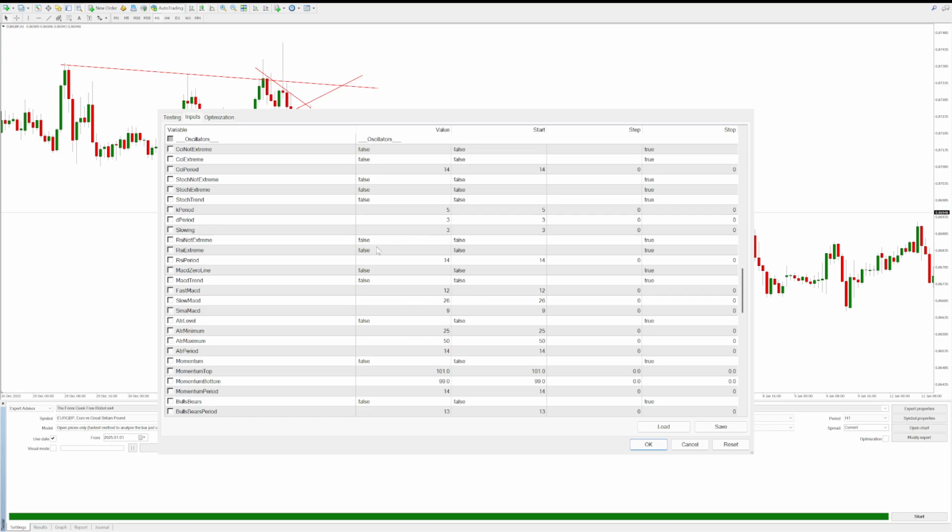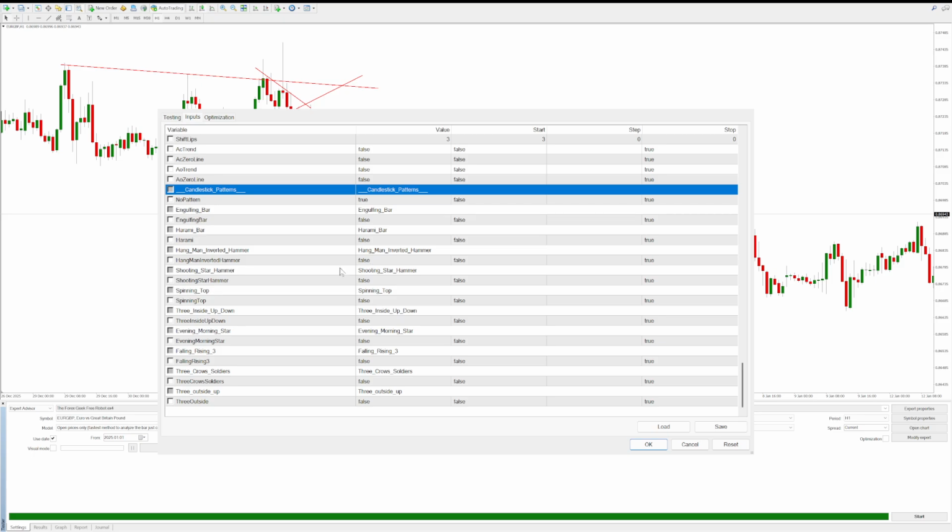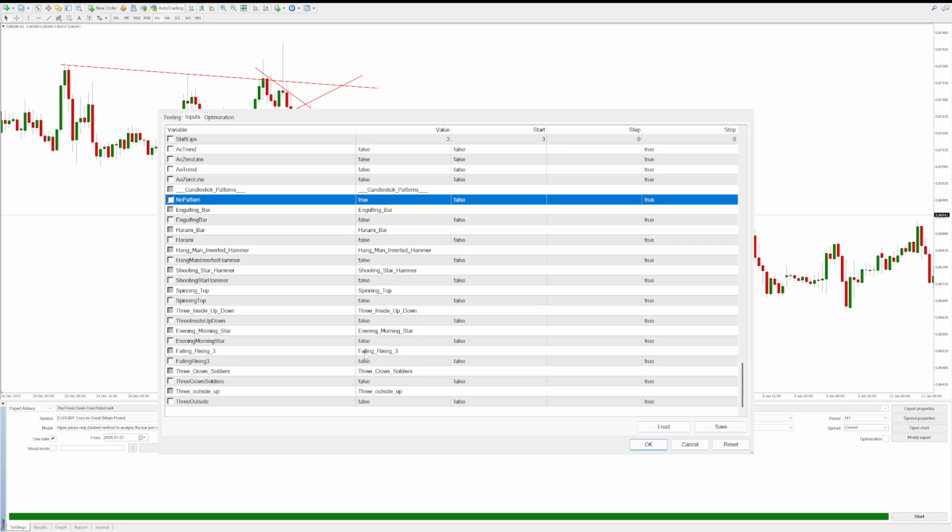When you get this EA, you have complete freedom to use it as you wish and get signals or place trades depending on any indicators that you like. In addition to these candlestick patterns here, so engulfing bar, spinning top, shooting stars, just the most popular candlestick patterns that can also be set to true if you want them to confirm trades, or you can have no pattern set to true, in which instance the EA can take a trade regardless.